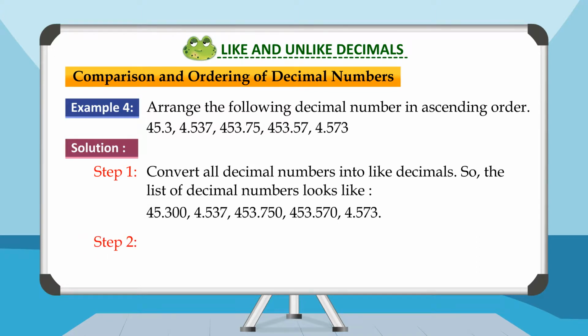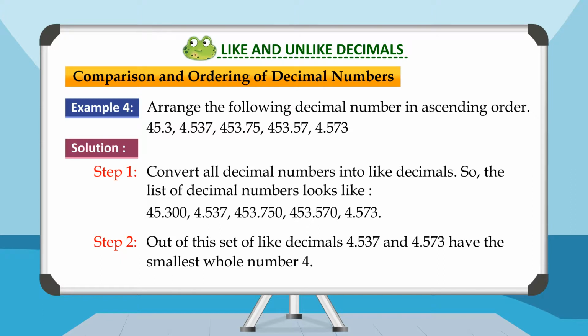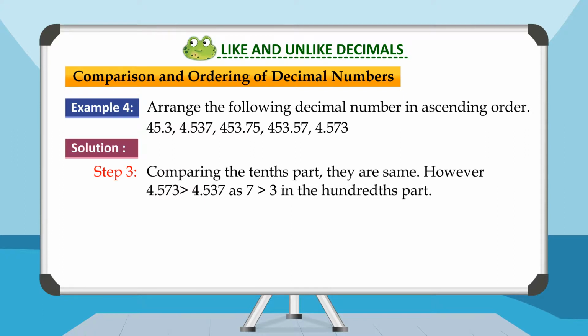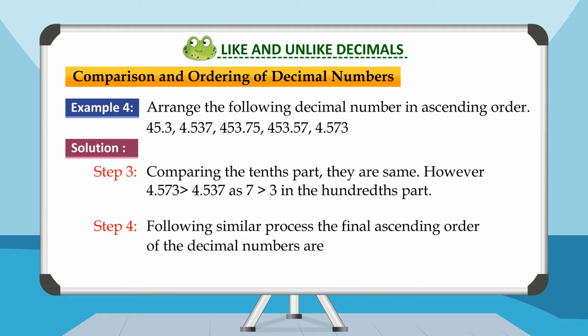Step 2. Out of this set of like decimals, 4.537 and 4.573 have the smallest whole number, 4. Step 3. Comparing the tenths part, they are the same. However, 4.573 is greater than 4.537, as 7 is greater than 3 in the hundredths part. Step 4. Following a similar process, the final ascending order of the decimal numbers is 4.537 < 4.573 < 45.300 < 453.570 < 453.750.